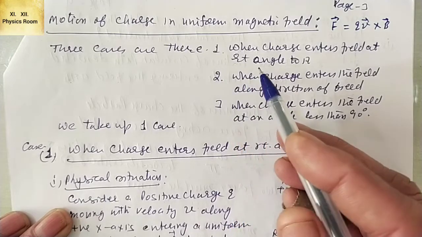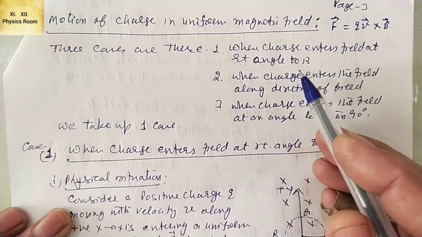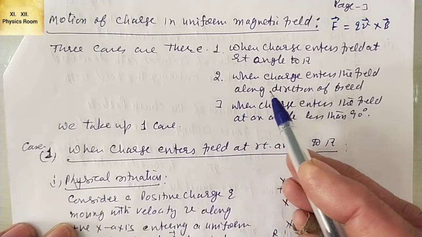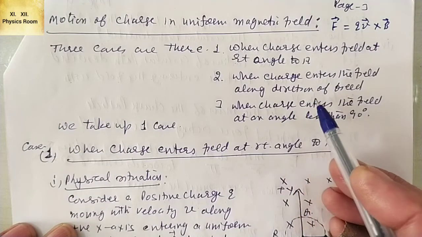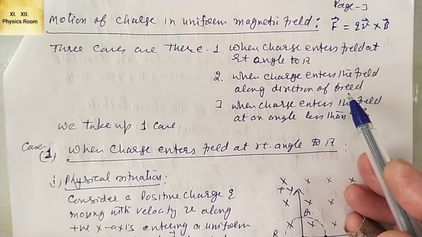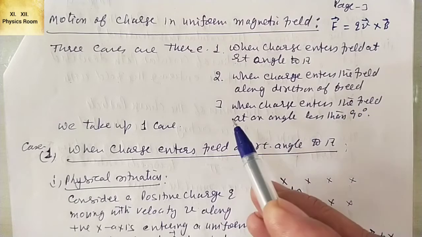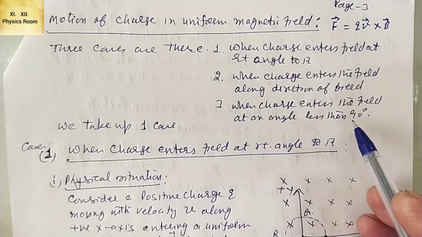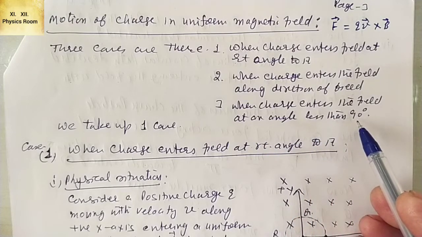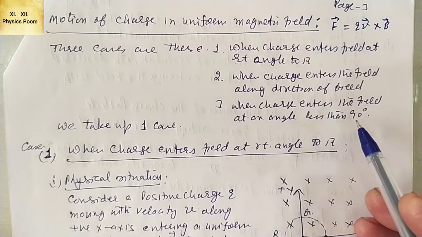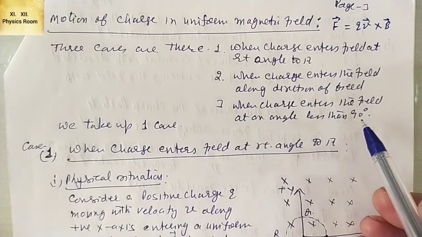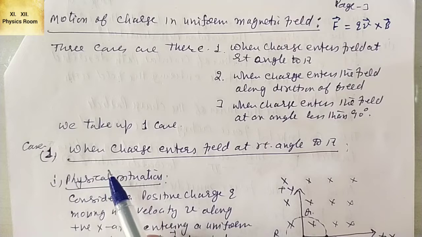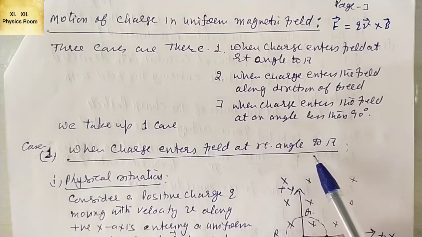Number one, when the charge enters the field at right angle to it, what is the path adopted by the charge? Second case, when the charge enters the field along the direction of the field, what is the path adopted? And third case, when the charge enters the field at an angle less than 90 degrees, that is at an acute angle with the field, what is the path adopted by the charge? We take up one by one. First case, when the charge enters the field at right angle to it.